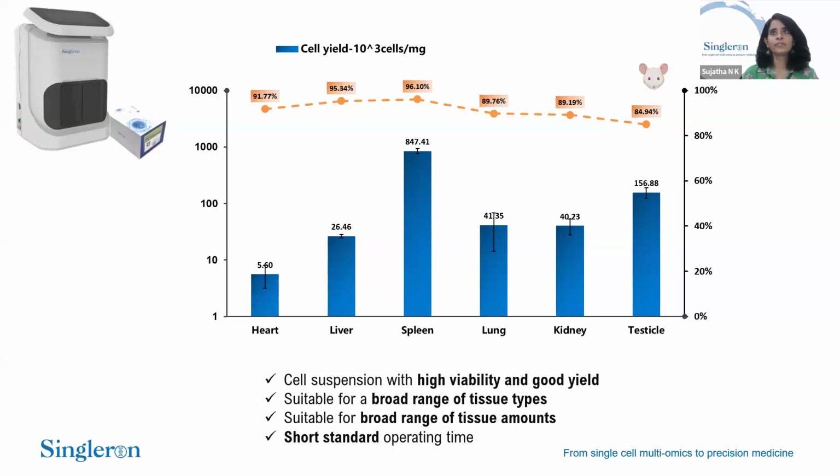Just to show some data, this is data on different kinds of mouse tissue. And as mentioned, you want to look for high viability and good yield. You can see here the viabilities are all in orange. It's all greater than 80%. And the cell yield is also quite high. Of course, as the tissue is different and the amount is different, you see that different amounts of cells are yielded at the end of dissociation, but all with very high viability.